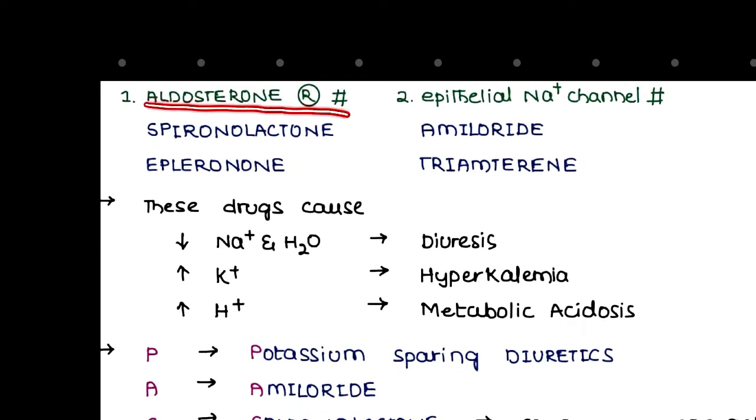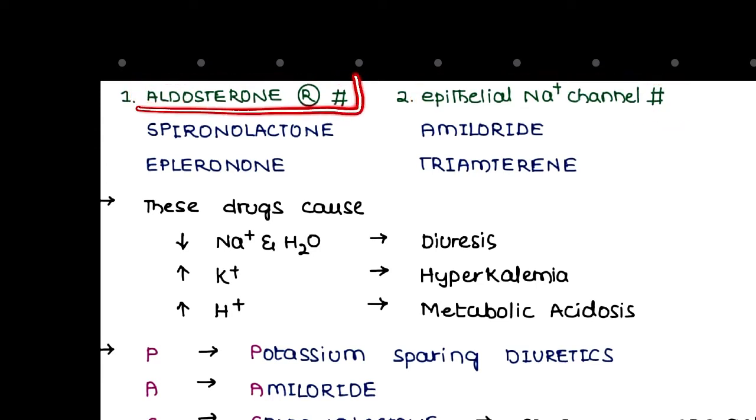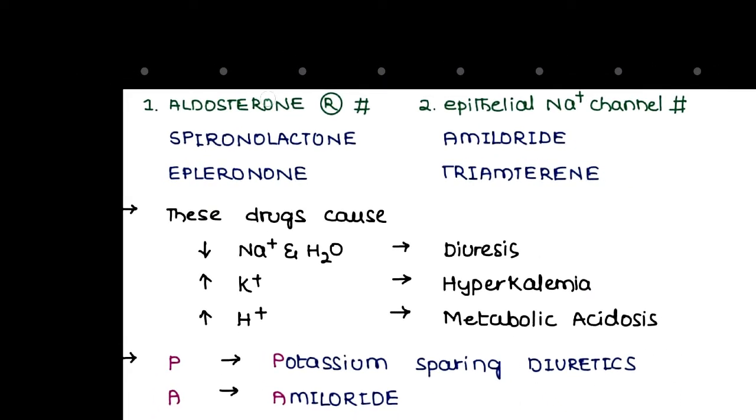One is aldosterone receptor antagonist, which we have talked about. The other is epithelial sodium channel antagonist. The drugs that act through aldosterone receptor antagonism are spironolactone and eplerenone. Now how are we going to memorize it? Here you can see aldosterone has ONE at the end. In spironolactone also we have got ONE, and in eplerenone also we have got ONE. So what are these, spironolactone and eplerenone?